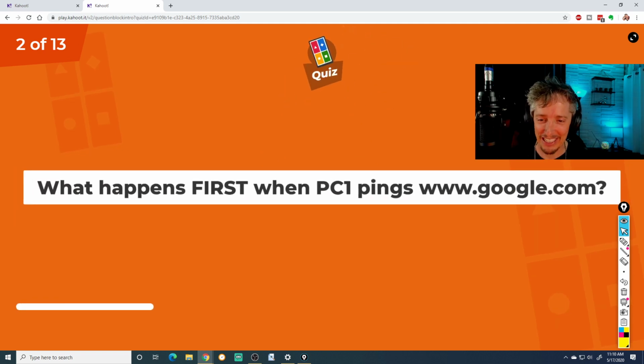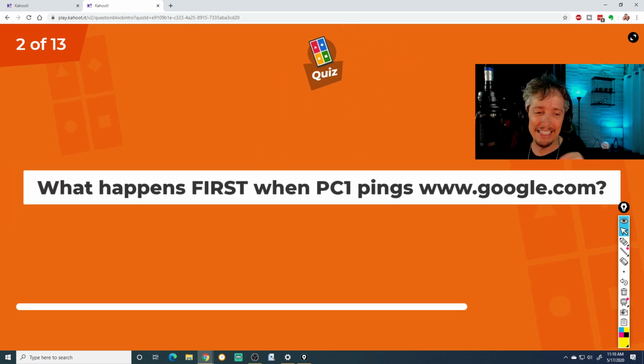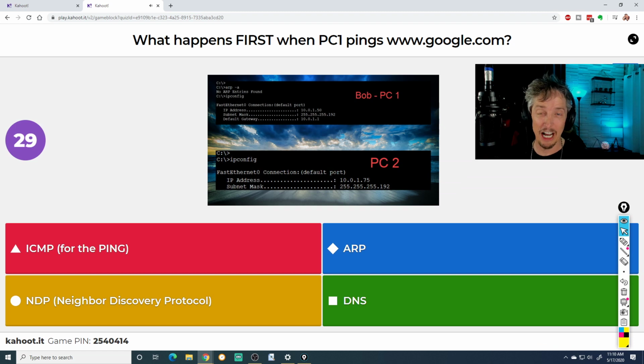All right. Here we go. Question 2 of 13. What happens first when PC1 pings www.google.com? And if you're jumping on this, you may want to pause and think it through. Looking at the output for PC1 is going to be a huge clue here.